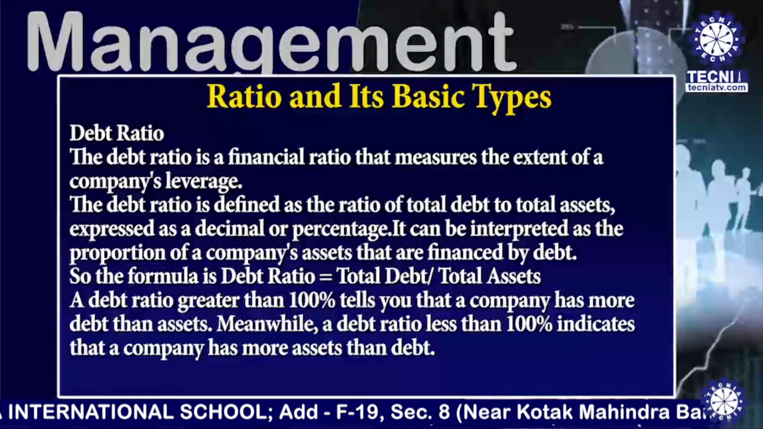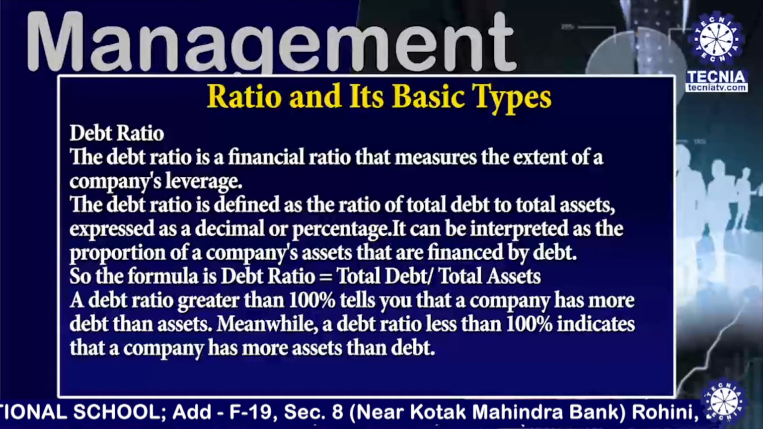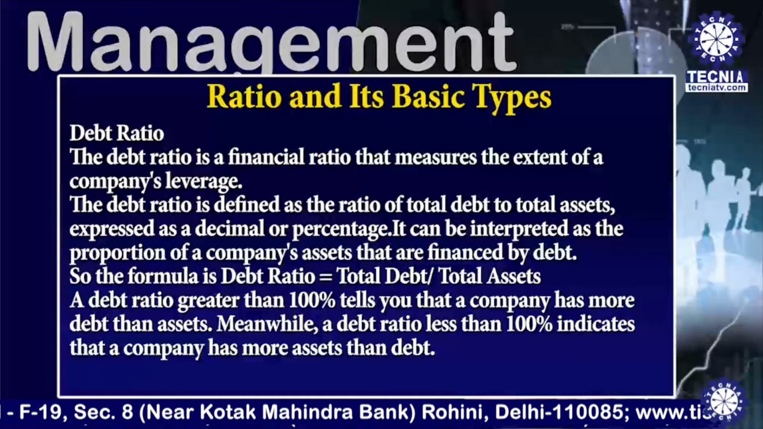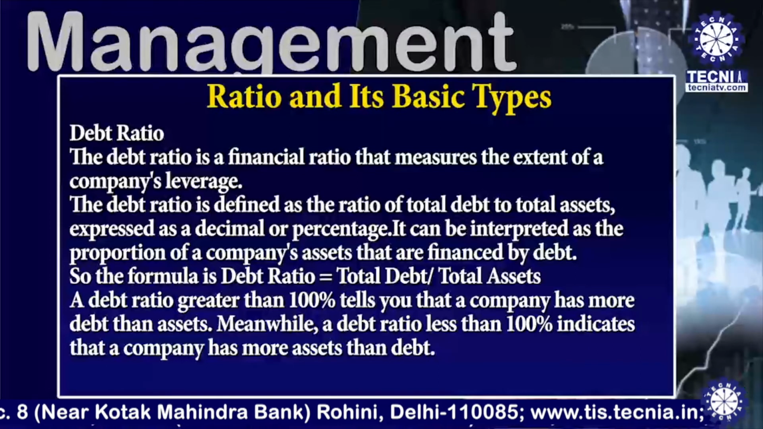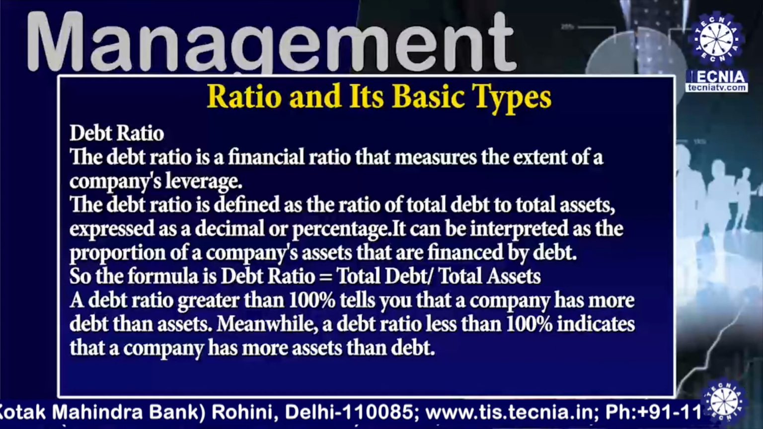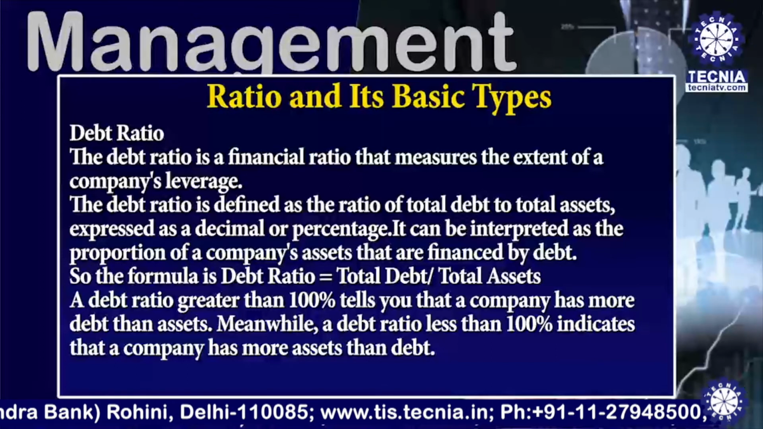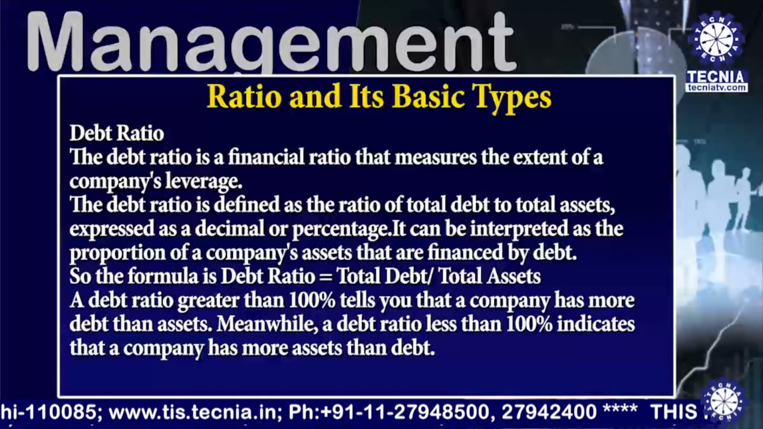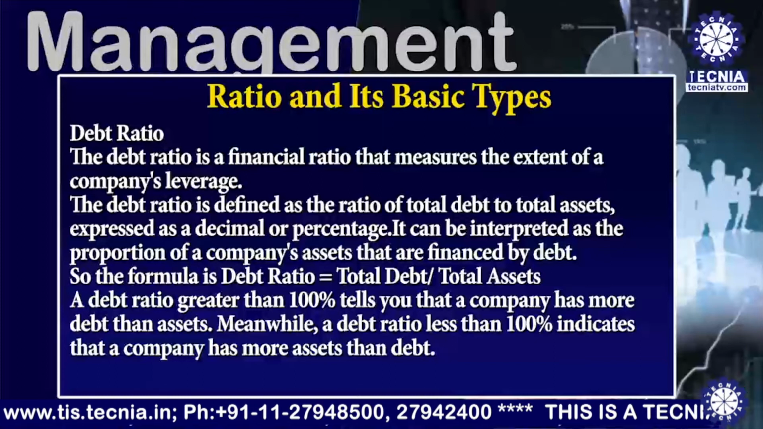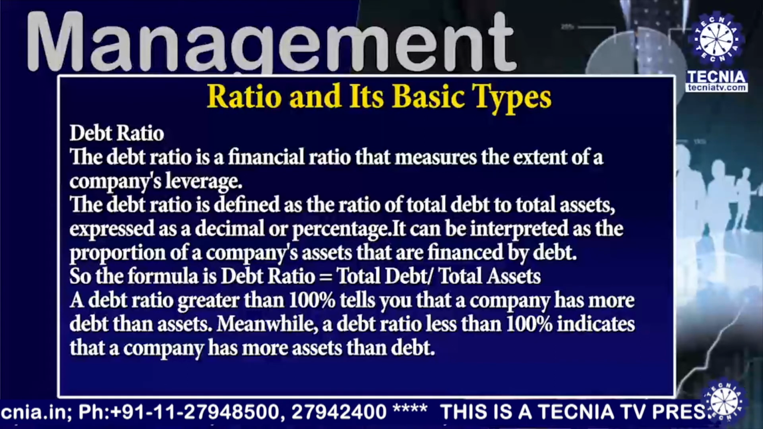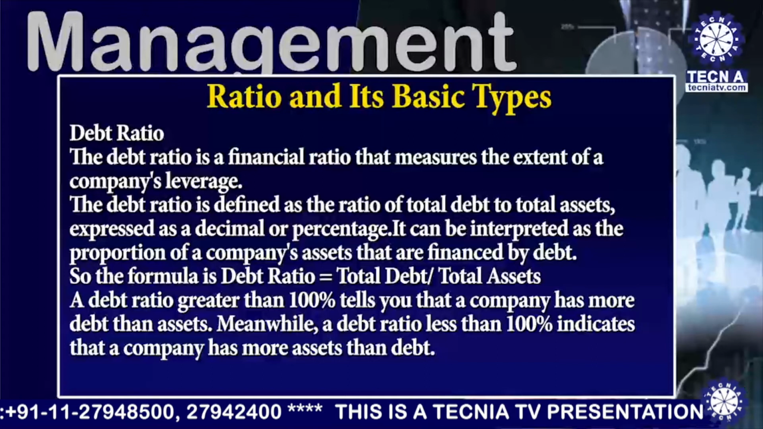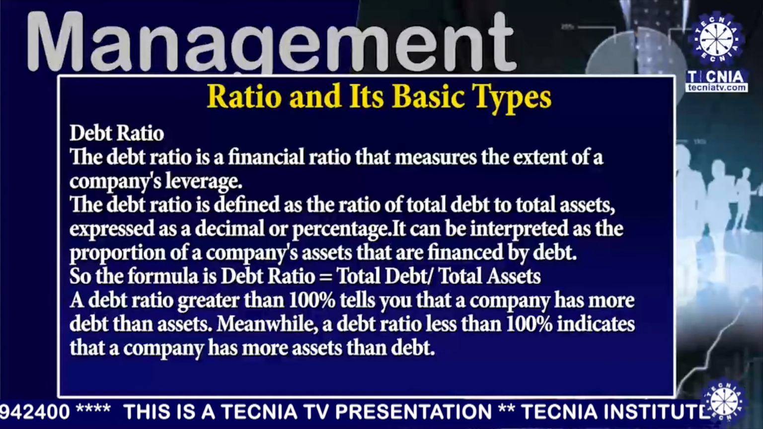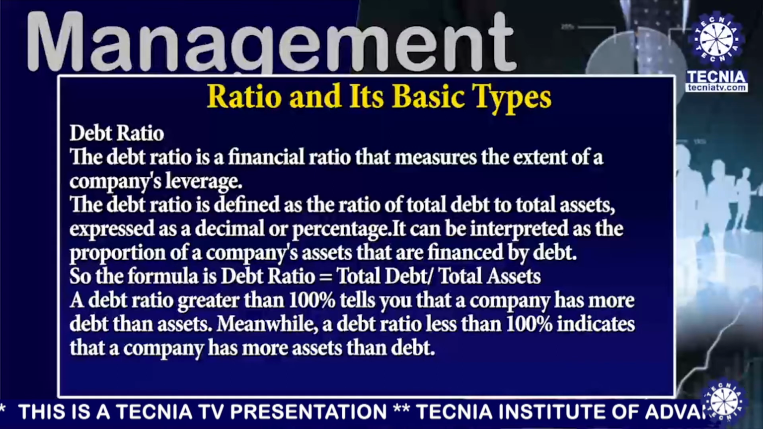The next is debt ratio. The debt ratio is a financial ratio that measures the extent of a company's leverage. The debt ratio is defined as the ratio of total debt to total assets. It can be expressed as a decimal or percentage. It can be interpreted as a portion of a company's assets that are financed by debt. So, the formula is debt ratio is equal to total debt divided by total assets.